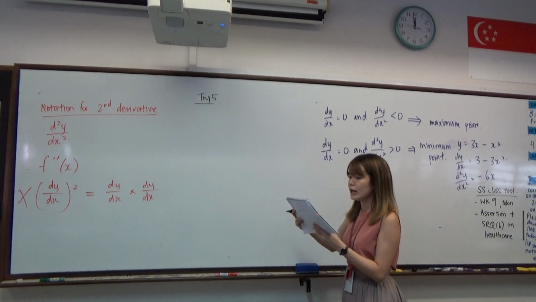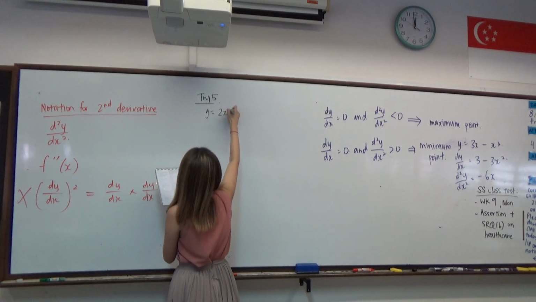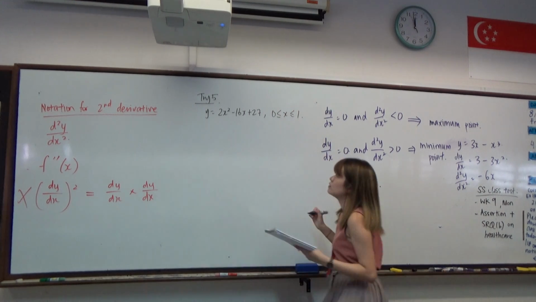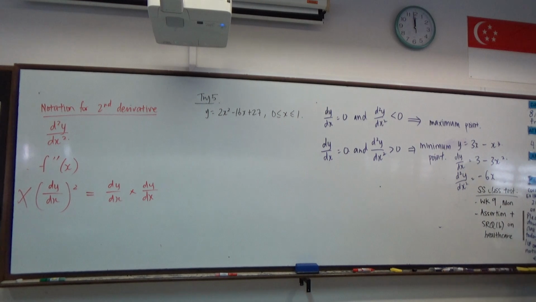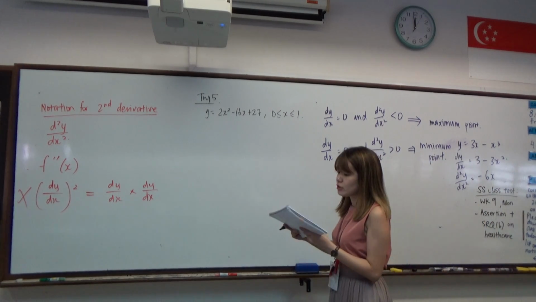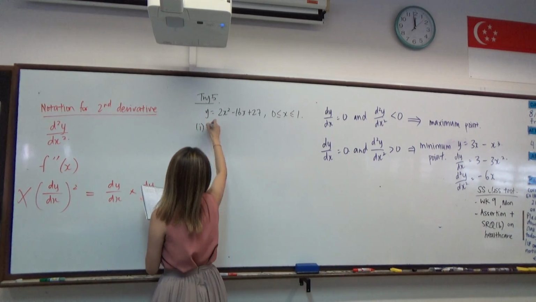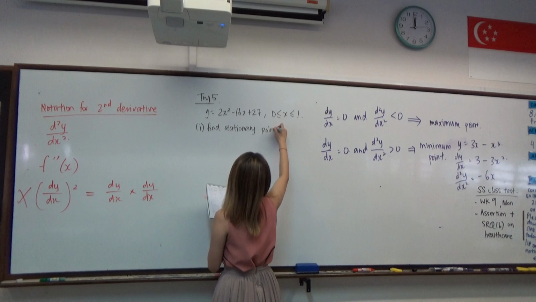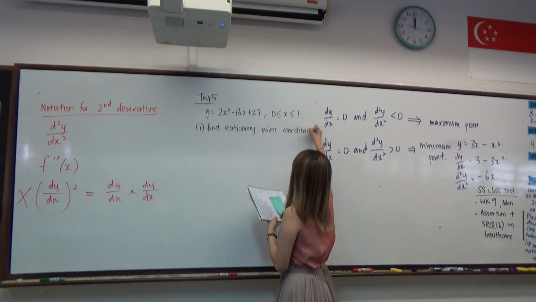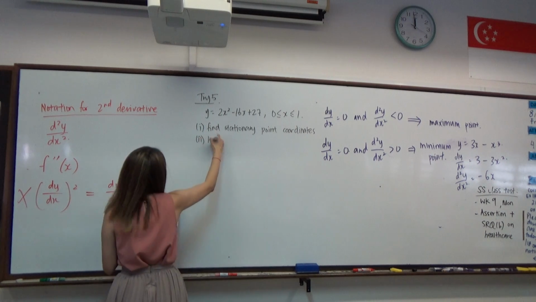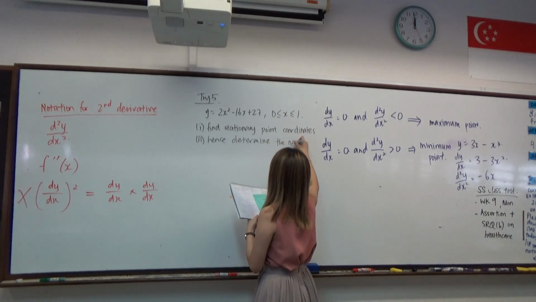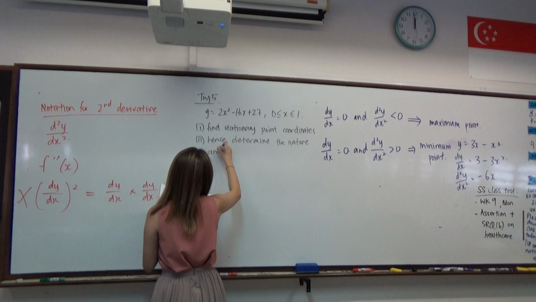Looking at try 5, we are given an equation, y equals 2x squared minus 16x plus 27, and we're looking at the interval from 0 to 1 only. We want to find the coordinates of the stationary point on the quadratic curve. Subsequently in part 2, we want to hence determine the nature of it, and then also sketch the curve.